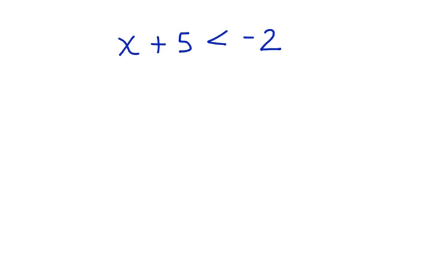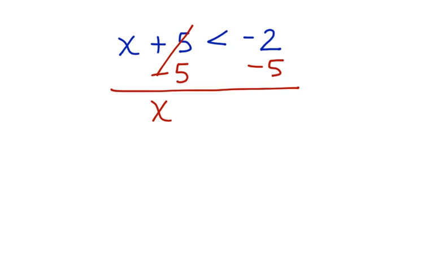x plus 5 is less than negative 2. Let's start by solving the inequality. We use the inverse of addition, subtraction. We subtract 5 from both sides. These cancel. x is less than negative 7. Now let's graph the solution on a number line.